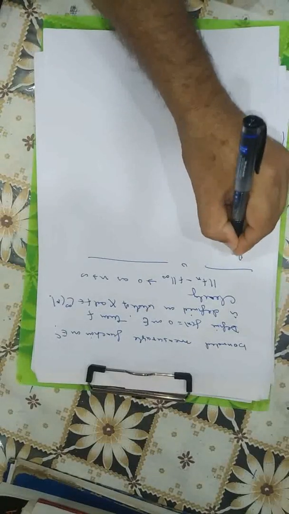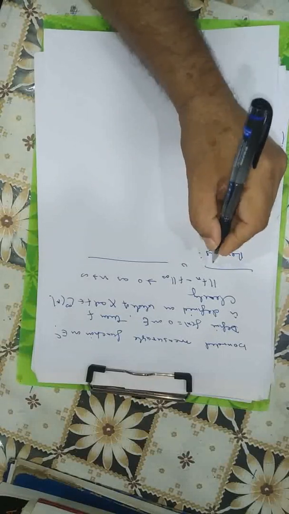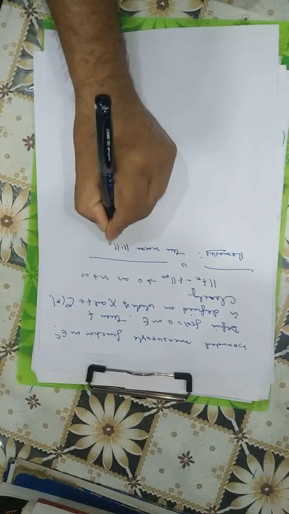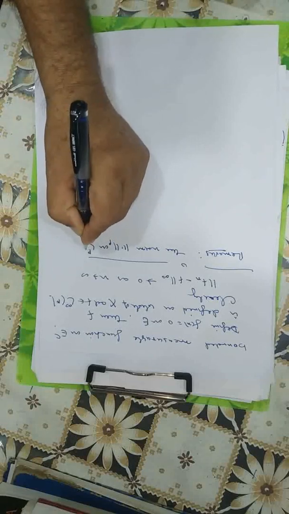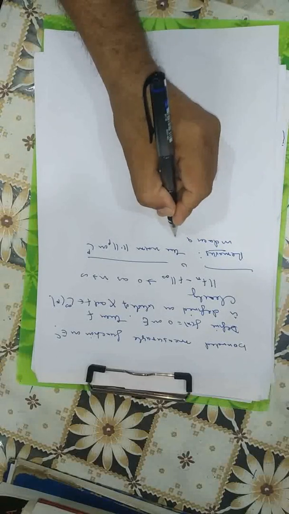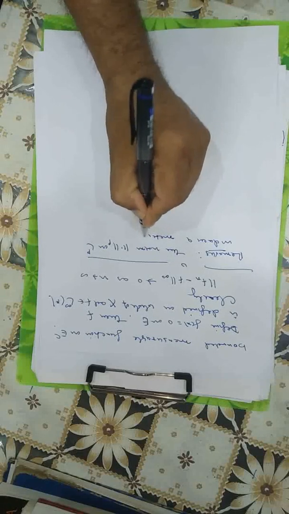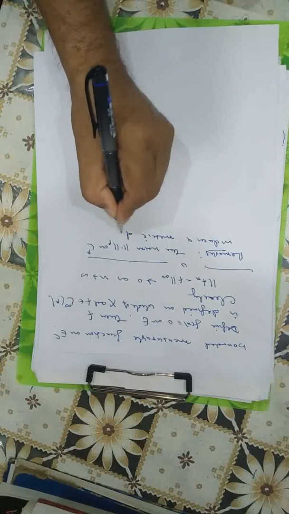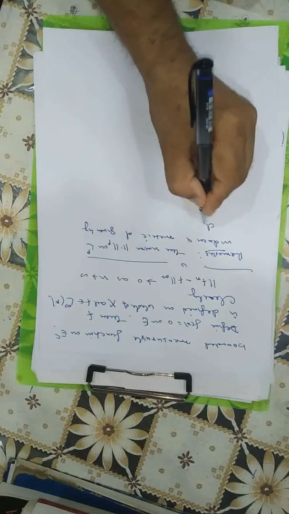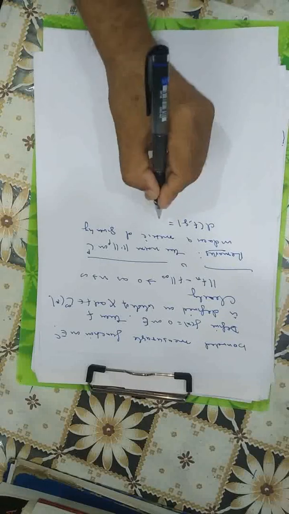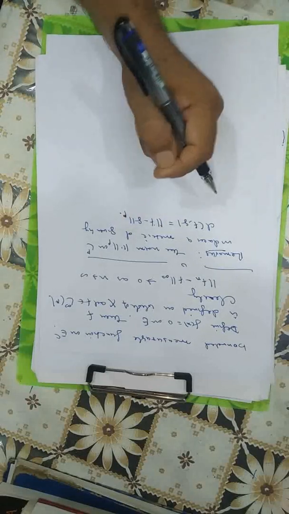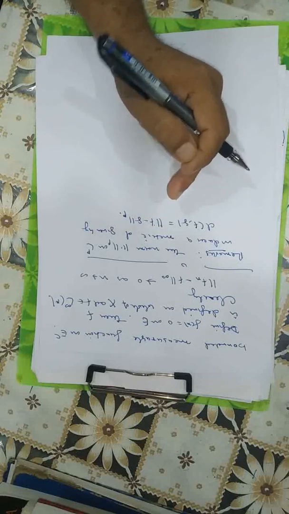So some remarks are there. The norm on LP induces a metric D given by D of F, G equal to the norm of F minus G. So you can say that LP mu is a metric space.